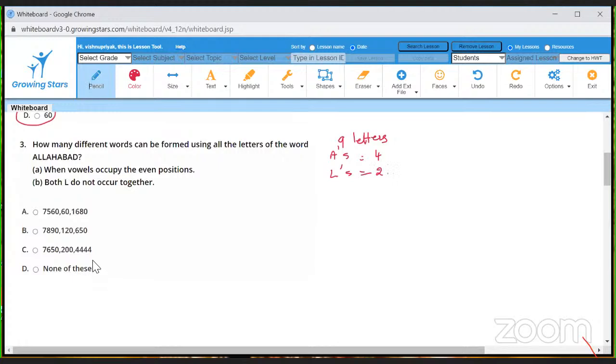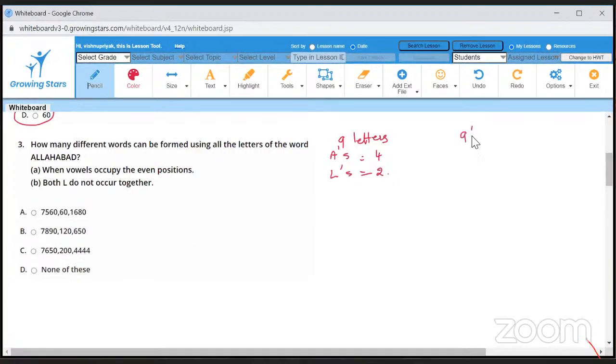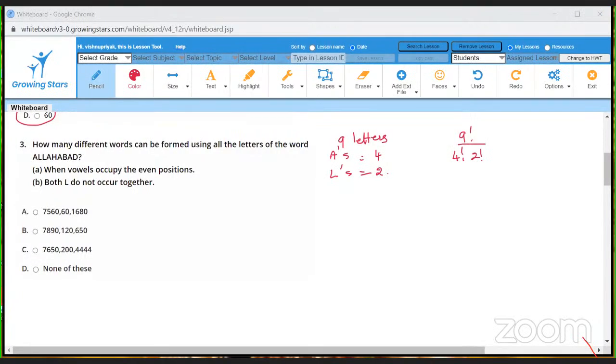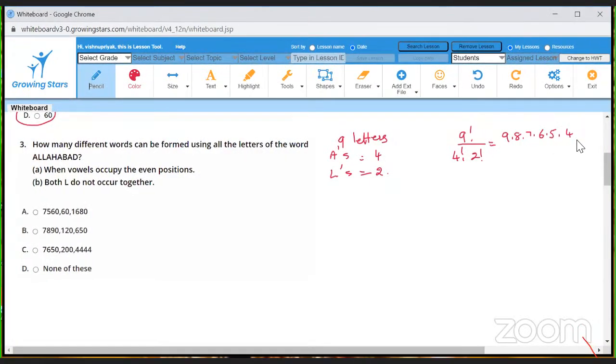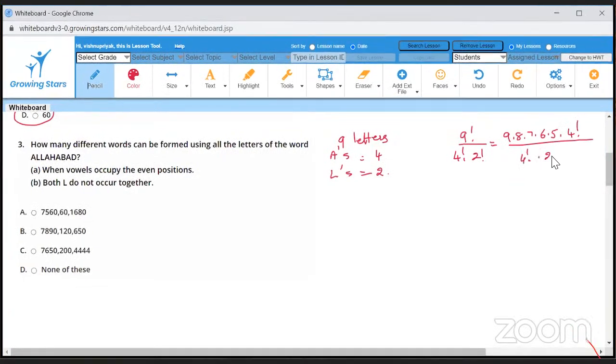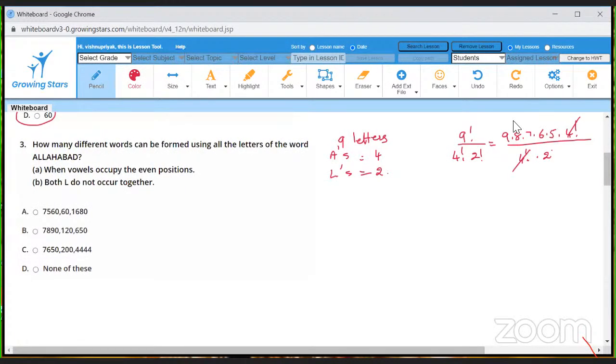So without any condition, it is 9 factorial by 4 factorial, 2 factorial. This is the number of arrangements. Now you have to simplify this because the answer is given in a different way. So 9 into 8 into 7 into 6 into 5 into 4 factorial by 4 factorial into 2. 4 factorial and 4 factorial will cancel. Then 2 4s, so 9 4s, 36. Then 7 I will keep separately.